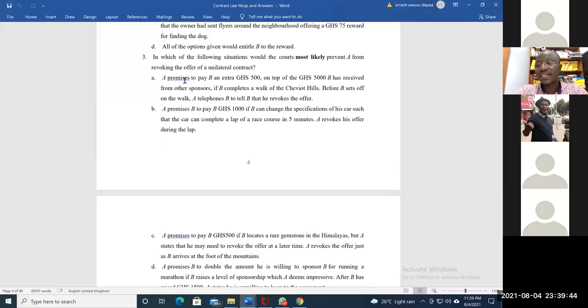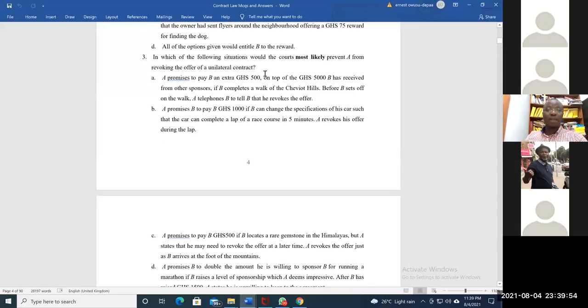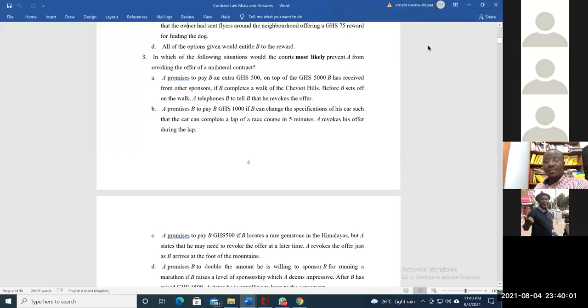So first of all, what is the principle regarding revocation of offer in a unilateral contract? Let's get the principle stated first before we apply it to the options. Okay, so 2 hands are up. Francis, what is the principle?